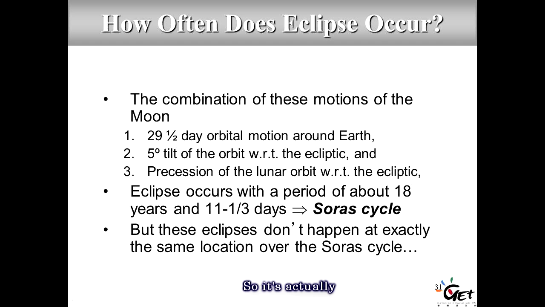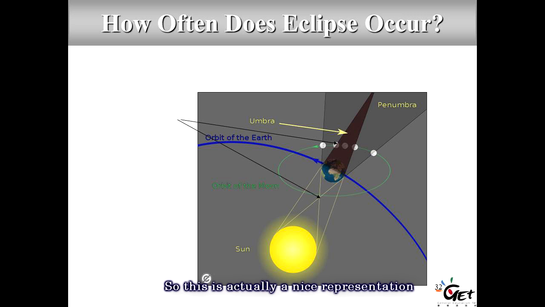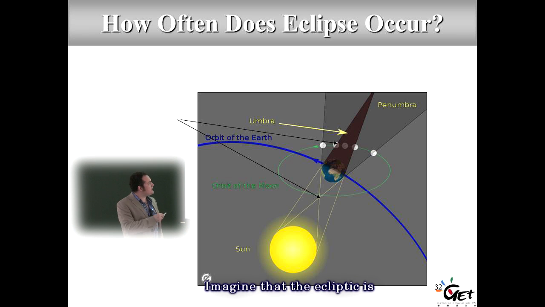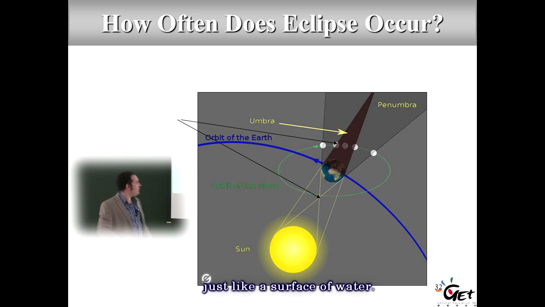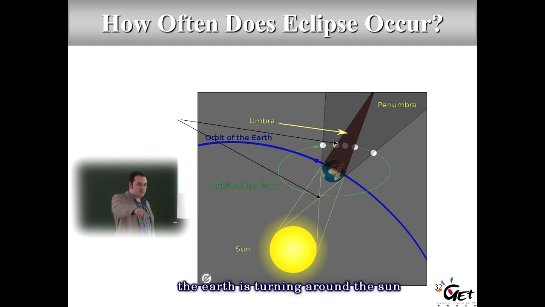So it actually happens in a given location far less often than the solar cycle. This is actually a nicer representation of the effect of the ecliptic. Imagine that the ecliptic is just like the surface of water. So you have the sun here, the earth here. The earth is turning around the sun on this surface of water.